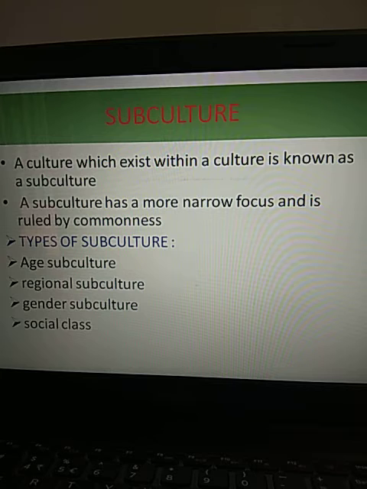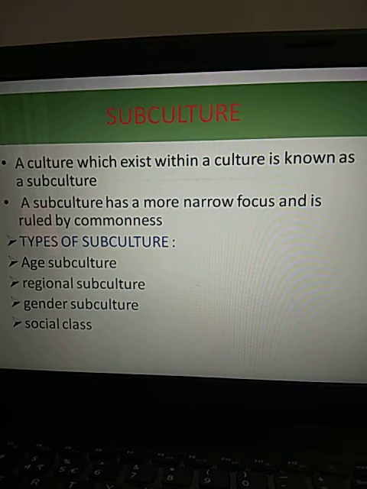Social class, one more subculture. Middle class, rich class, poorer class in the society. Based upon their income level and their occupation, according to these social classes also, the needs are going to be different. To cater to all these needs, products are required, services are required, understand?